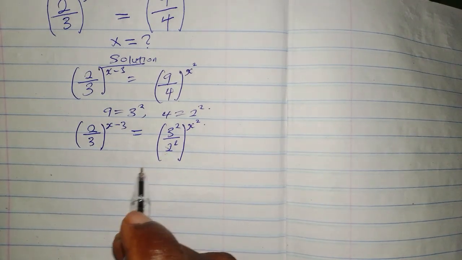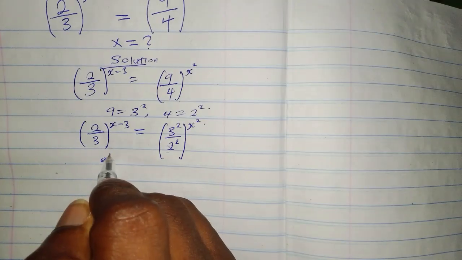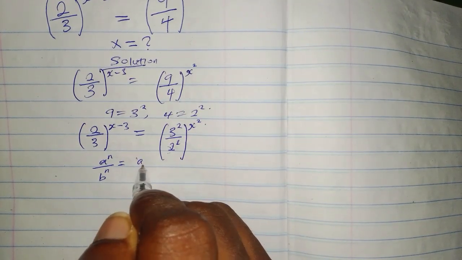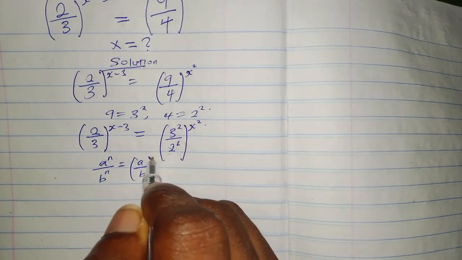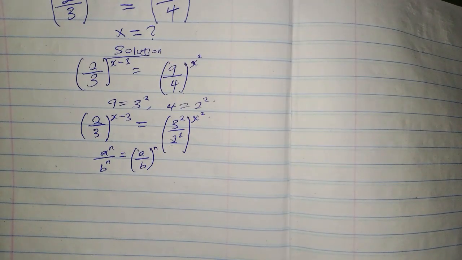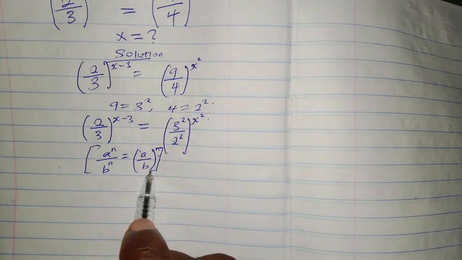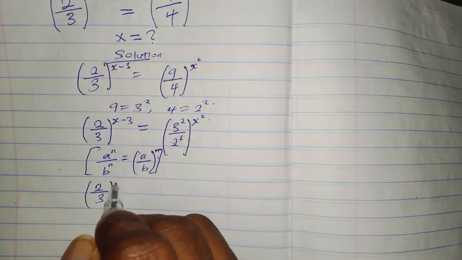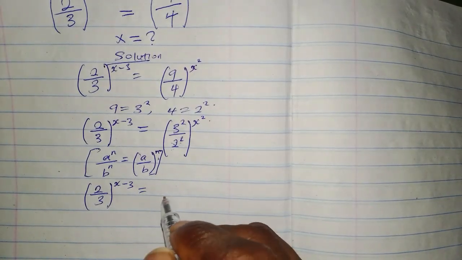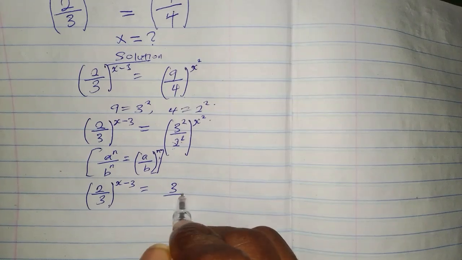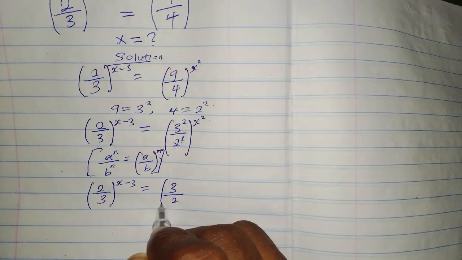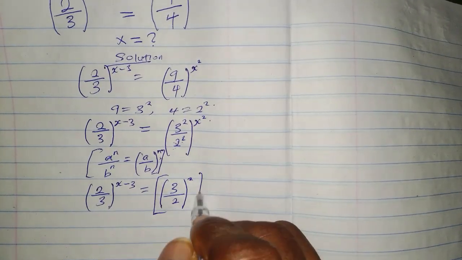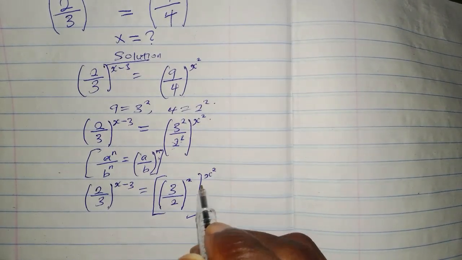From this point, we are going to apply the rule: a^n over b^n is equal to (a over b) all to the power of n. If we put this through, at this part we simply have (2/3)^(x-3) equals (3/2)^2, all to the power of x^2.